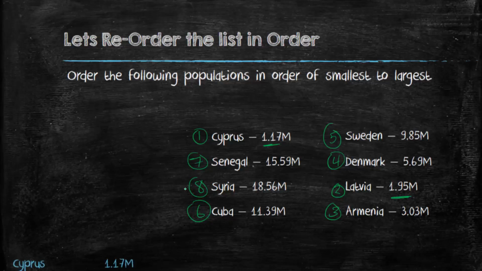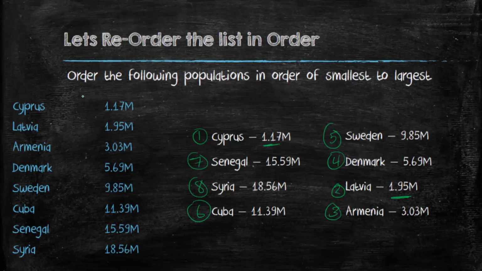Let's check out the answers. Cyprus, number 1. Latvia, number 2. That's correct. Armenia, number 3. Denmark, number 4. Correct. Sweden, number 5. Correct. Cuba, number 6. Senegal, 7. And Syria, number 8. And here they are ranked from smallest to largest population.